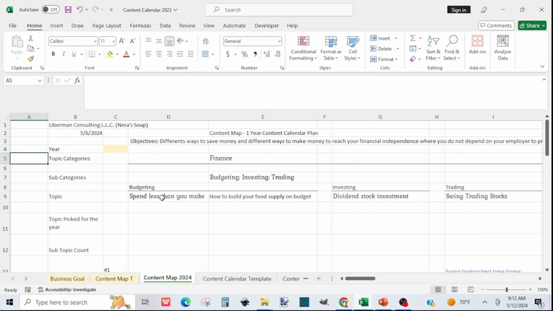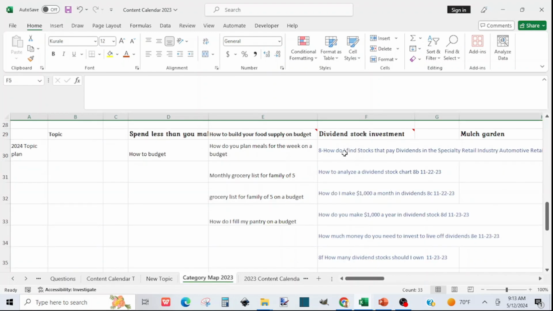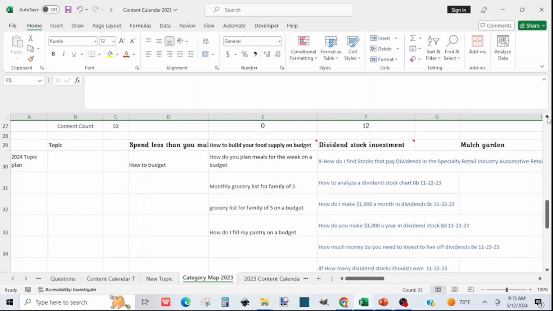In 2023, we invested in dividend stocks. Therefore, for 2023, we have dividend stocks investment in the finance category.